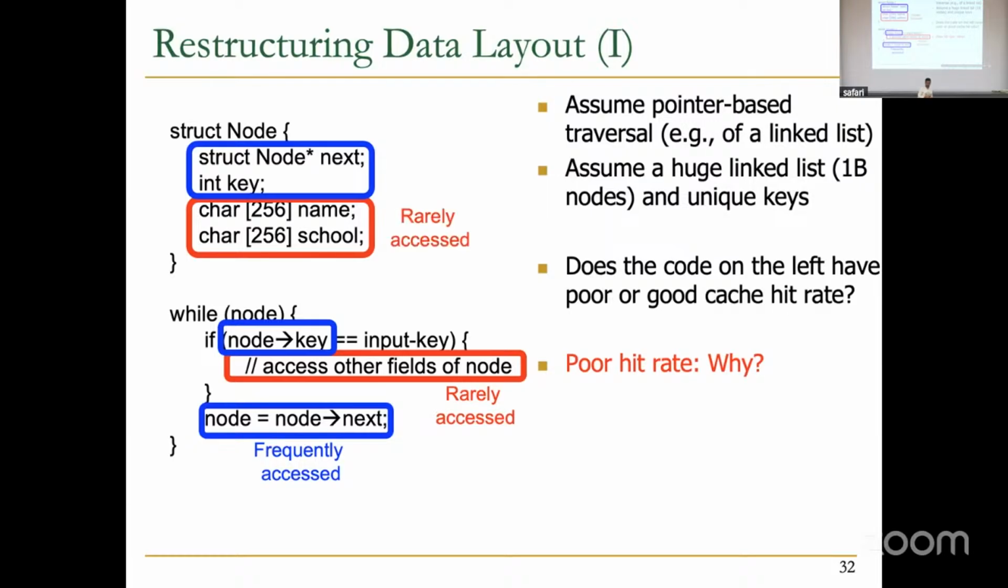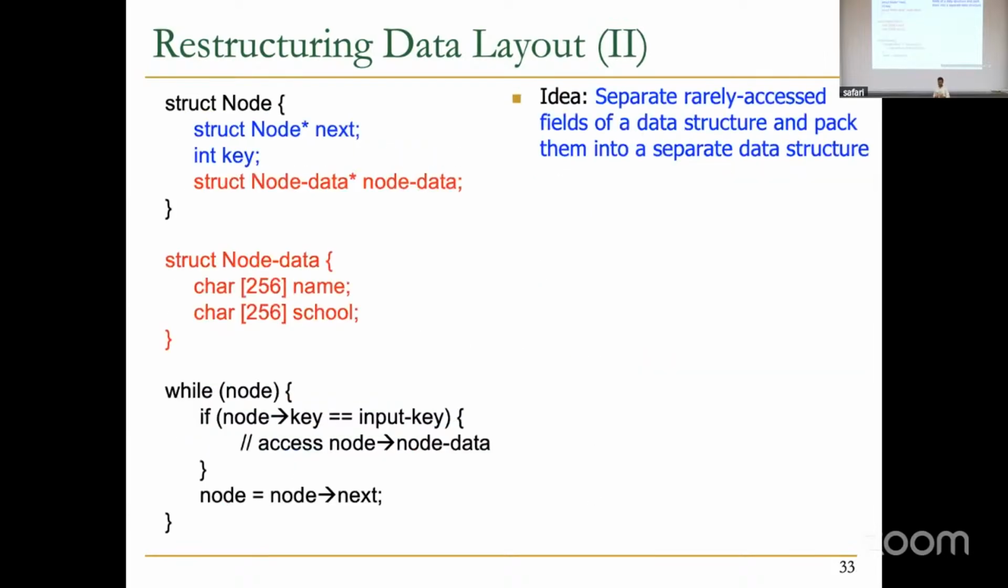So what you can do is simply say that, as a programmer, we know that some properties are going to be less accessed, and some properties are going to be frequently accessed. So why don't I simply break it down into two different data structures? That's what we are going to do. So you would have another data structure called node data, which would contain the properties of the node, right? And then you would simply point a pointer from this node.